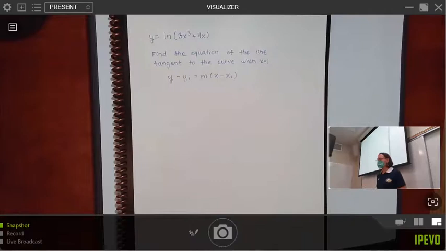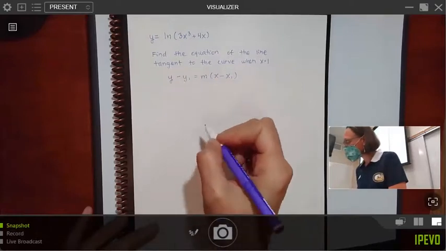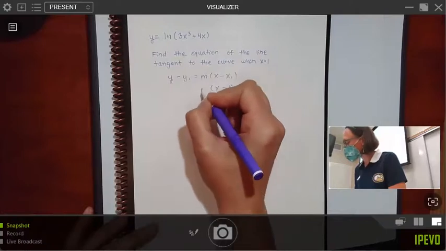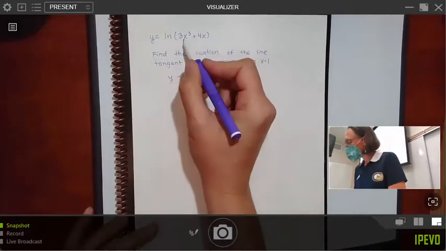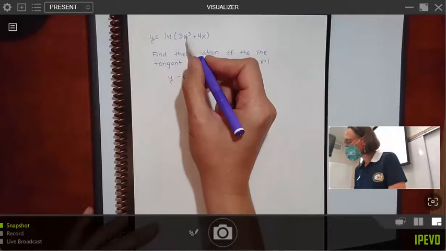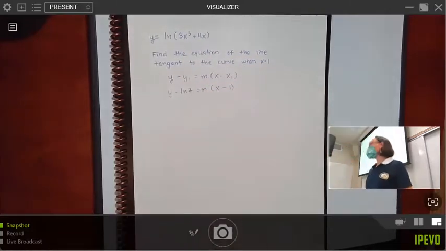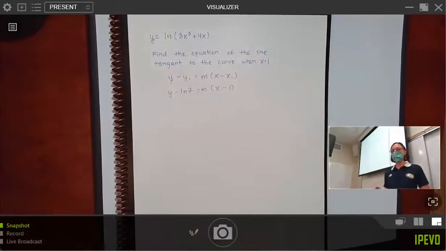Because we are almost out of time class-wise, I am going to zoom in and at least finish this problem. I love partial credit. So if I looked at this problem and I didn't know how to take the derivative, I would at least start by saying, cool, I know I'm supposed to plug in 1 for x. And if I plug 1 in for x, 1 cubed, it's 3, it's ln of 7. Partial credit, bam.